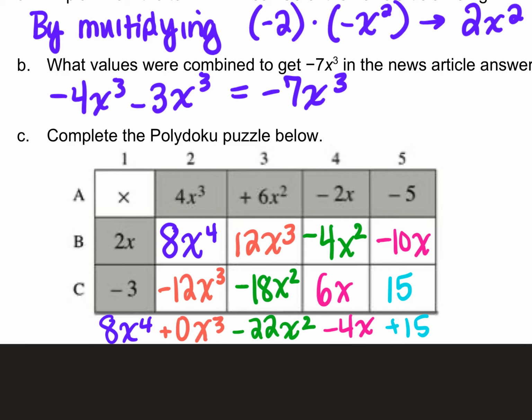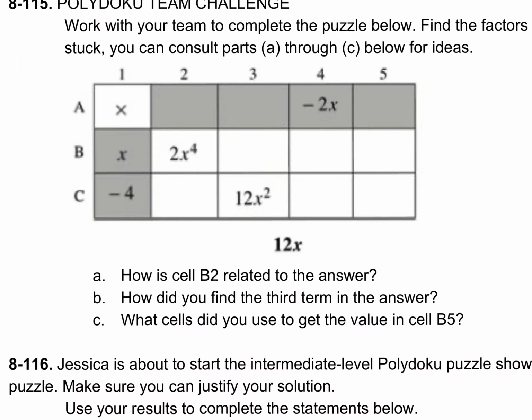All right, so hopefully what you've got is something that looks like this. Now, you'll notice I color-coded things to make it easier to see what went with what, but it's one of those times when the x cubed term becomes a 0. So you don't have to write this. You could have just written 8x to the 4th minus 22x squared minus 4x plus 15, and that would also be fine. Okay, so moving on to the next page.